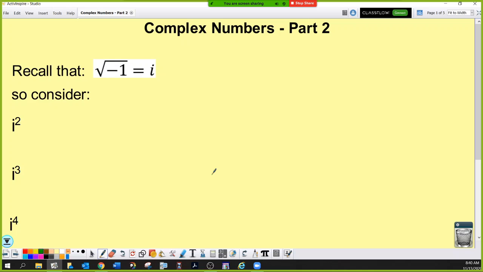Let me remind you that the square root of -1 equals i. The numeric value of i is the square root of -1. Now, i is just like any other number. It has to behave by the exact same rules as every other number does. So if I can raise a real number to exponents, I should be able to raise an imaginary number to exponents. But the question is, how do we do it, right?